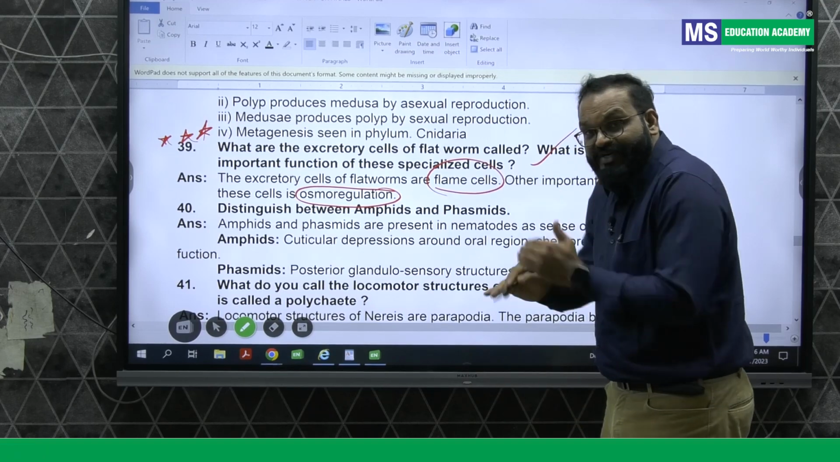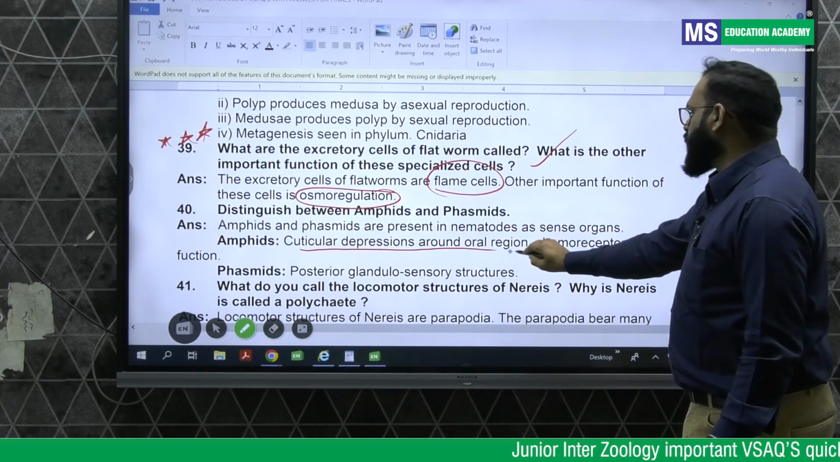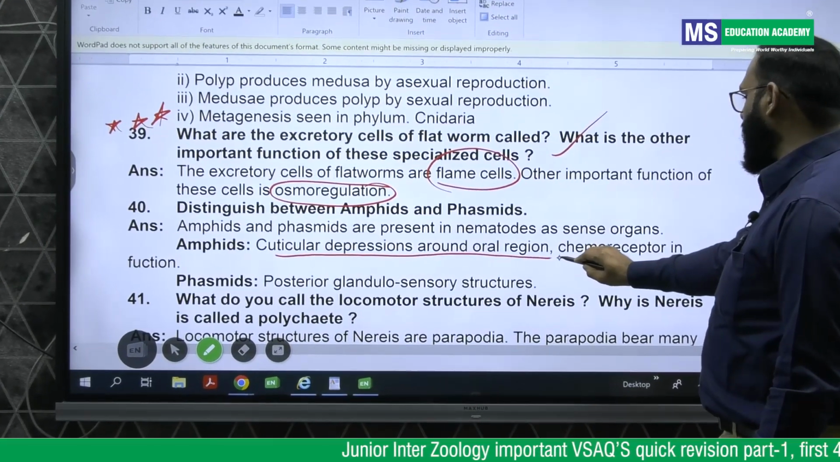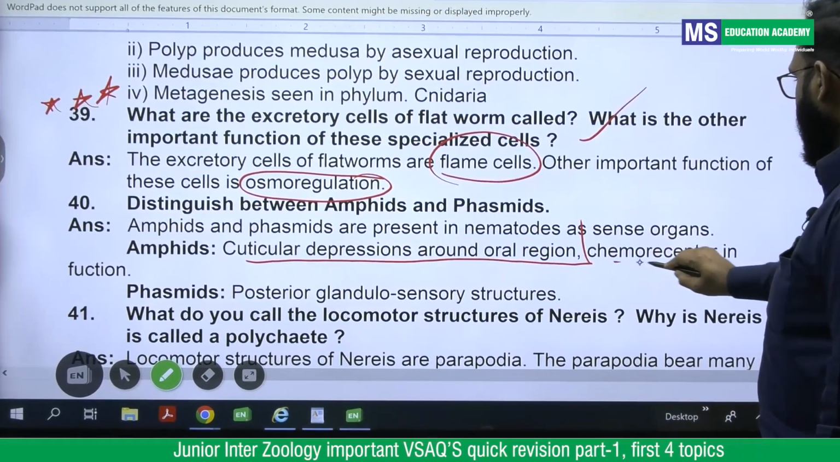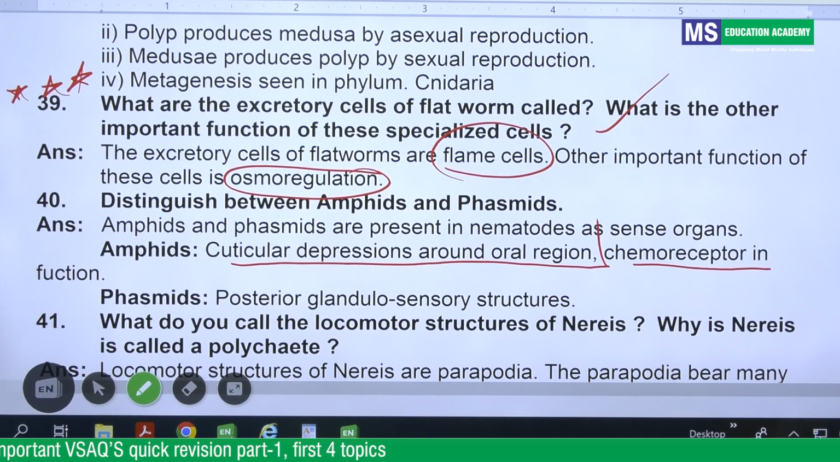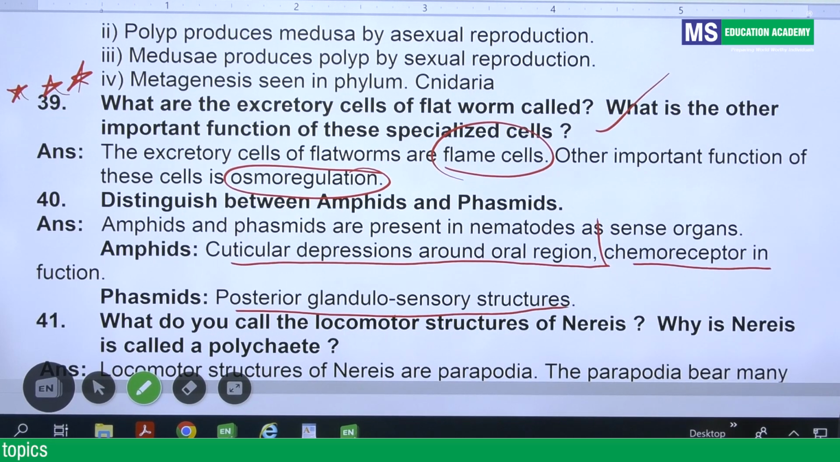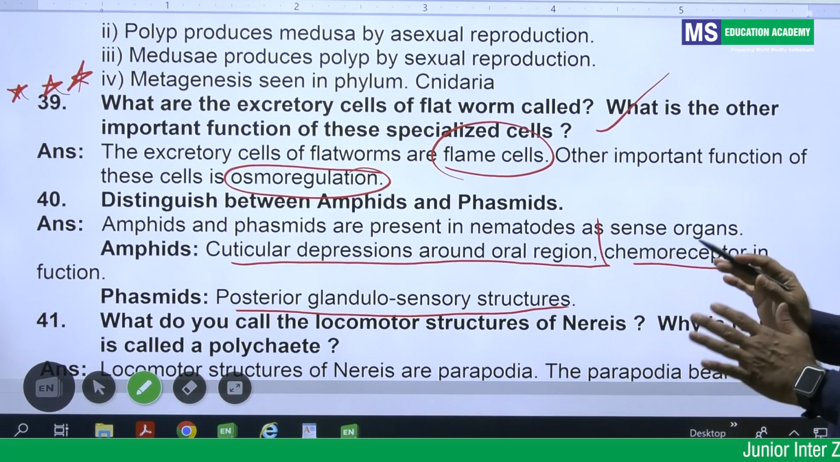Distinguish between amphids and phasmids. Amphids are cuticular depressions around the oral region, and these are chemoreceptor in function. Phasmids are posterior glandulosensory regions.